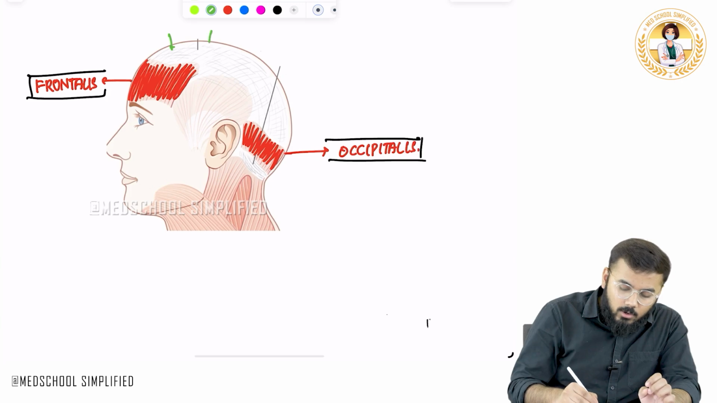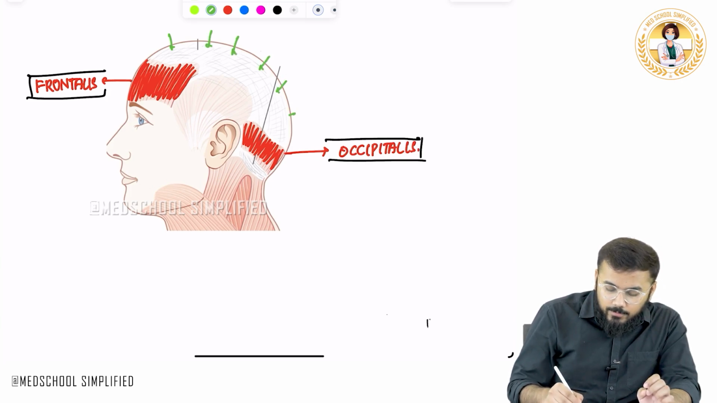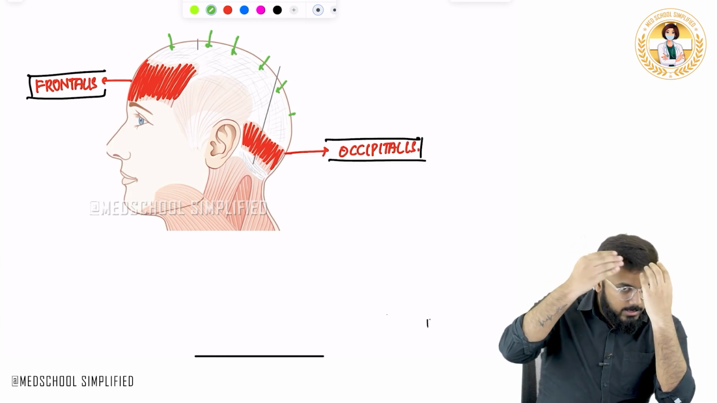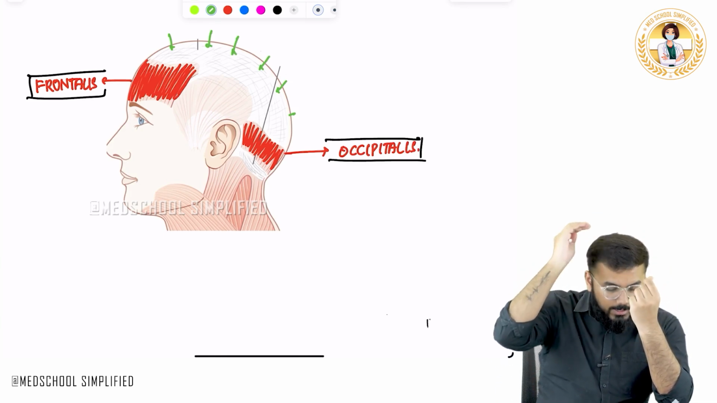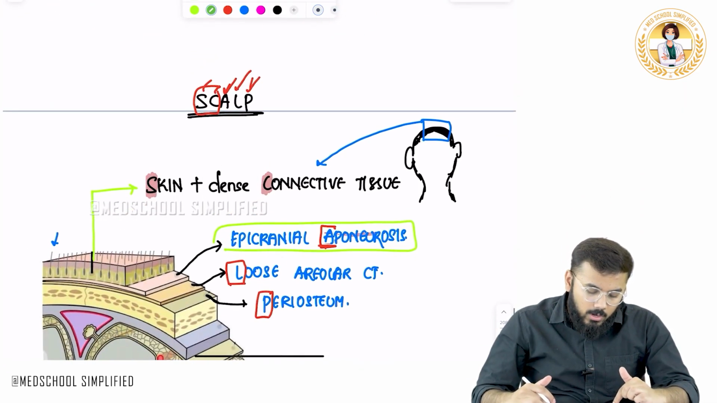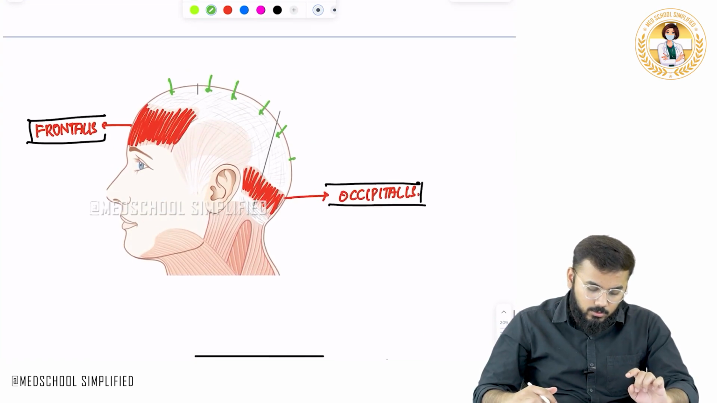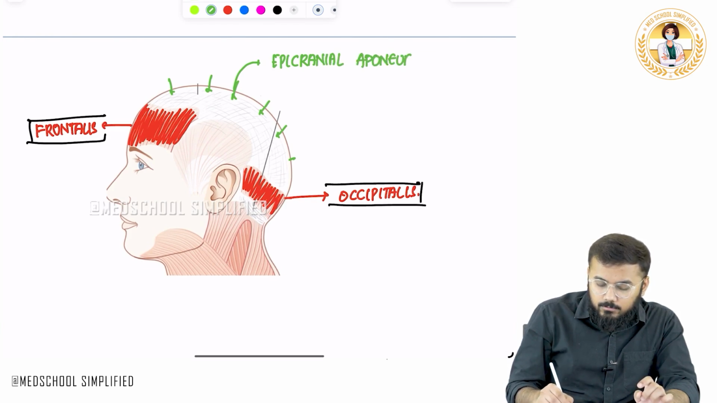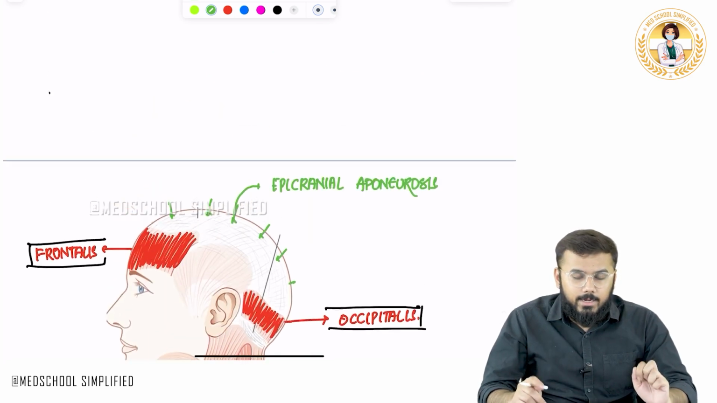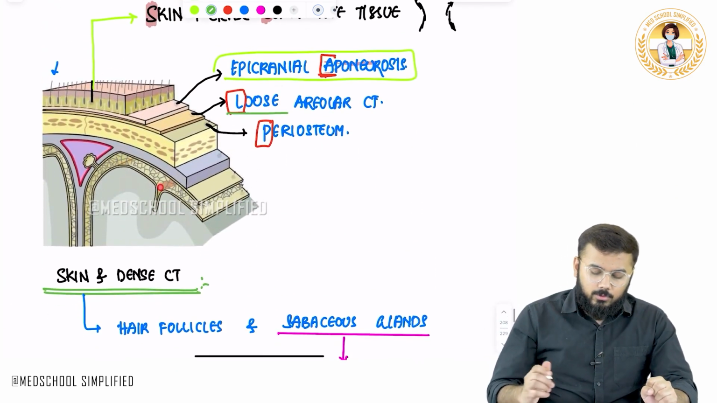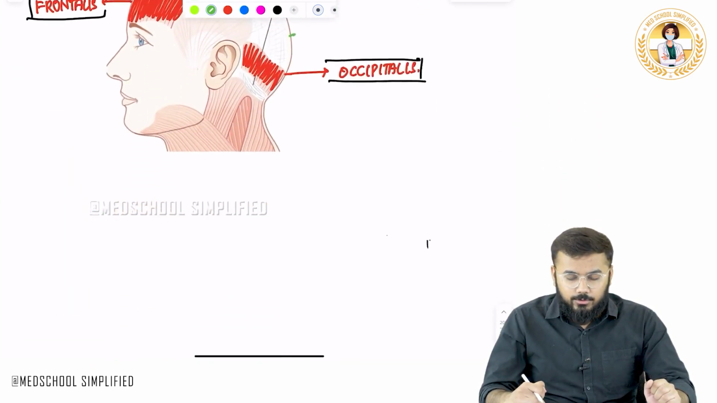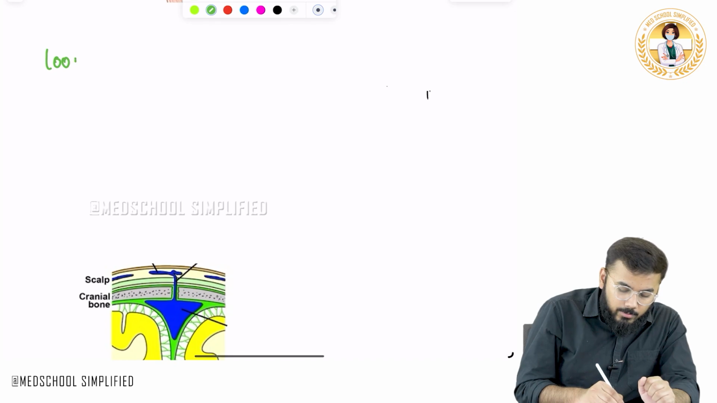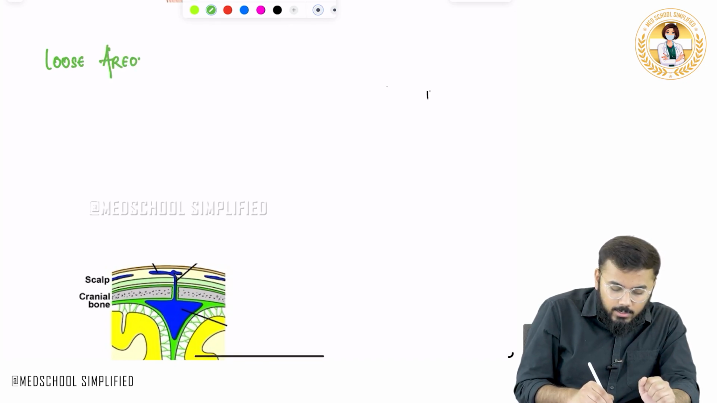Now connecting frontalis and occipitalis, you see this connective tissue all over, right? All the way from the frontal region to the occipital region, you have a connective tissue like this. This connective tissue is what is called your epicranial aponeurosis. Now after this epicranial aponeurosis, the next layer we have is loose areolar connective tissue. Now one very important thing you need to remember regarding this loose areolar connective tissue.